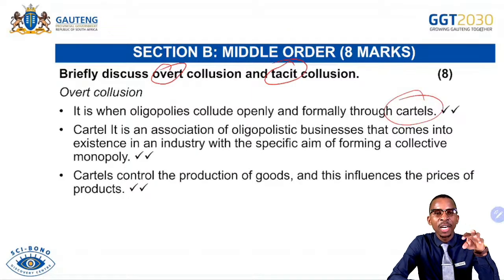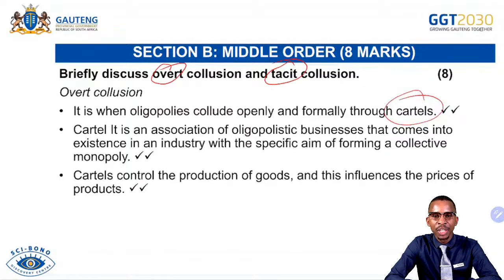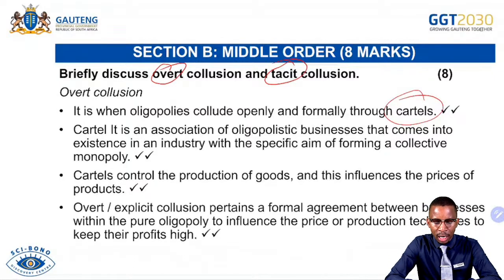So whenever firms are involved in a cartel, each firm has a say over the price. So they make collective decisions because that's a part of collusion, which is known as overt collusion or explicit collusion. Overt or explicit collusion pertains to the formal agreement between businesses within the pure oligopoly to influence the price and production techniques to keep their profits high.